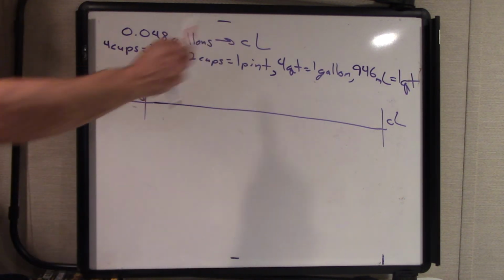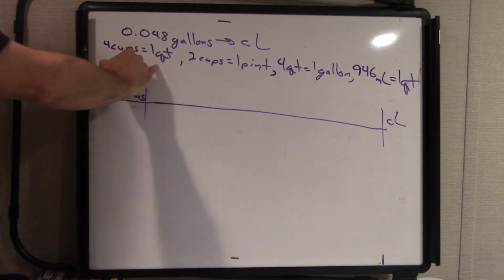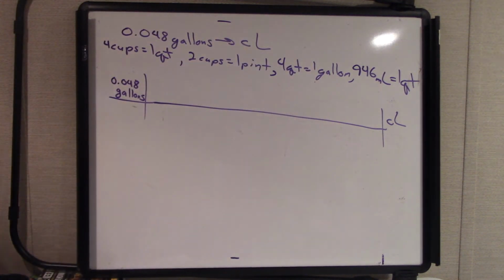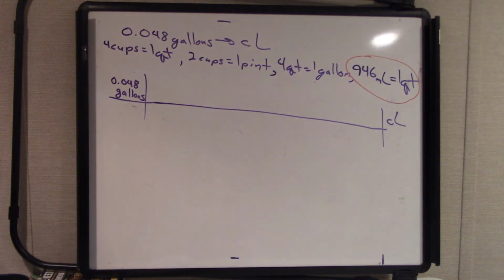So I'm going to look at what's provided, and I think it's a good idea to identify the key translator equality. The translator equality is that equality that you have available that relates the English to the metric. Let's pinpoint that. Cups and quarts, no, those are both English. Cups and pints, no, those are both English. Quarts and gallons, no, those are both English. Milliliters and quarts, 946 milliliters equals 1 quart. That is the translator equality that we have available for us. That translator equality moves between English and metric.